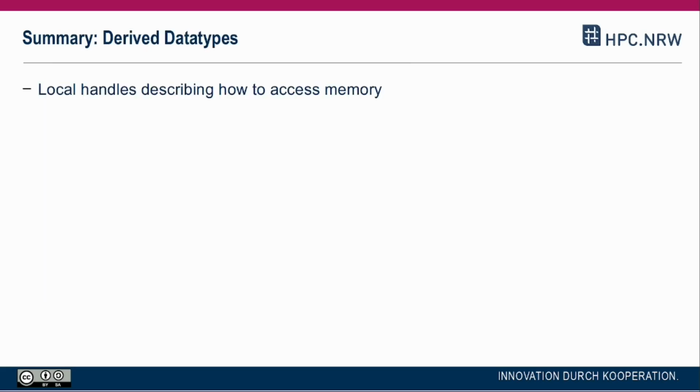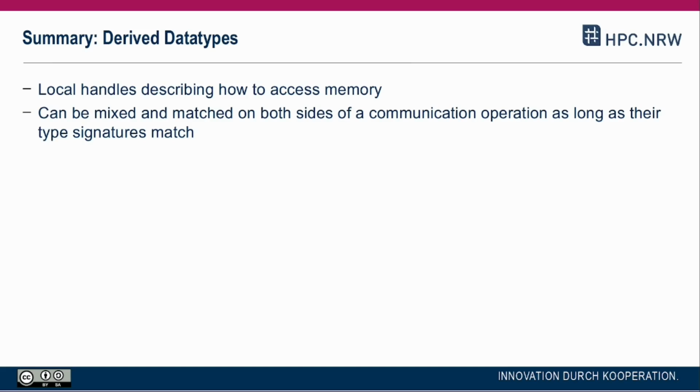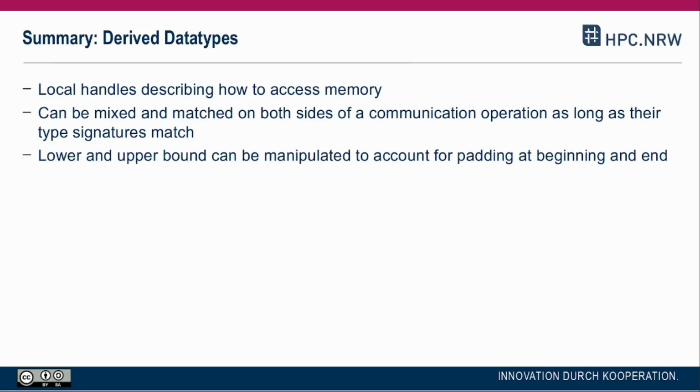All right, so in summary, data types give a local handle on how to access memory of my process. Yeah, we can mix and match both sides of the communication as long as the type signature is the same. But what also needs to hold in that definition is that a single send matches a single receive. So I can't send a triplet in one send and receive that triplet by 3 single int receives or so. Yeah, it always has to be that a single send matches a single receive.